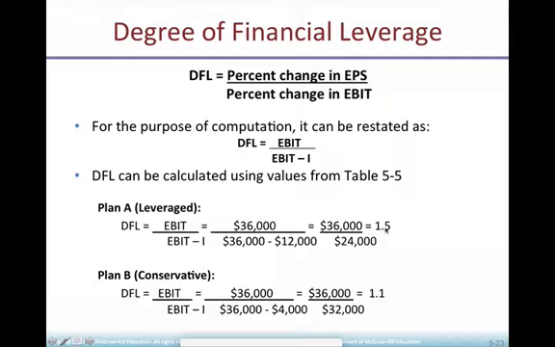So the interpretation is that a 1% increase in operating income is going to increase my earnings per share by 1.5%, or it multiplies. A 10% increase in operating income is going to increase my earnings per share by 15%. And for the conservative business with less interest expense, they have lower financial leverage. So that's the concept of financial leverage.